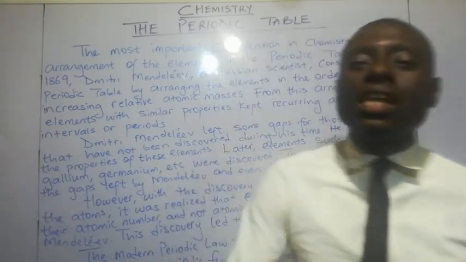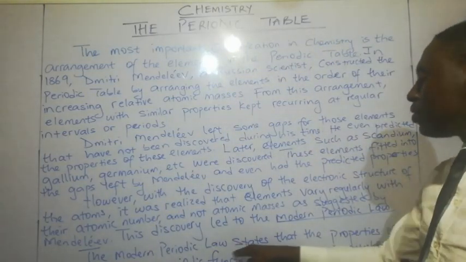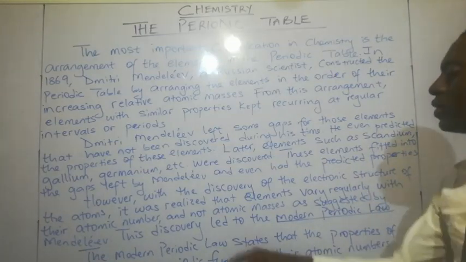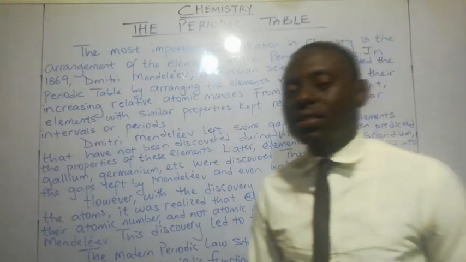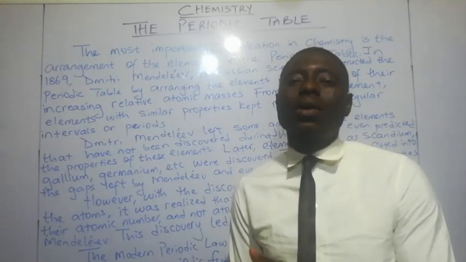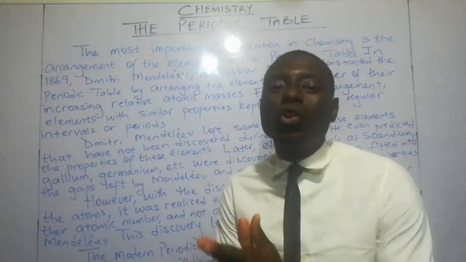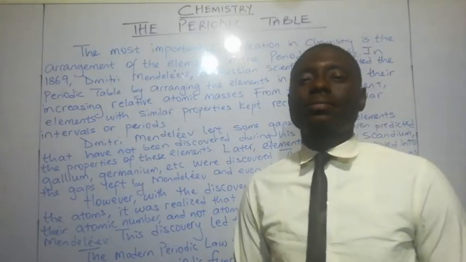So that is what gave rise to the modern periodic law, which I'm going to say one more time. The modern periodic law states that the properties of the elements are a periodic function of the atomic numbers, meaning that all the elements are arranged periodically according to their atomic numbers, not according to their atomic masses.